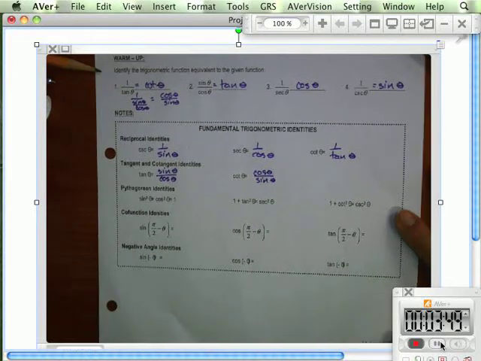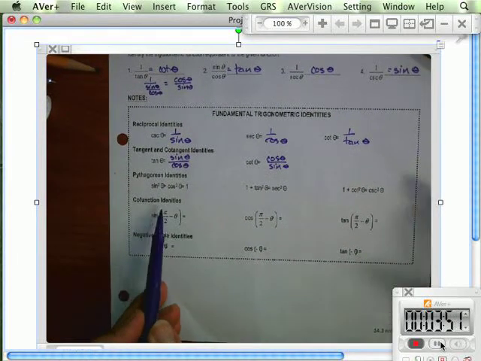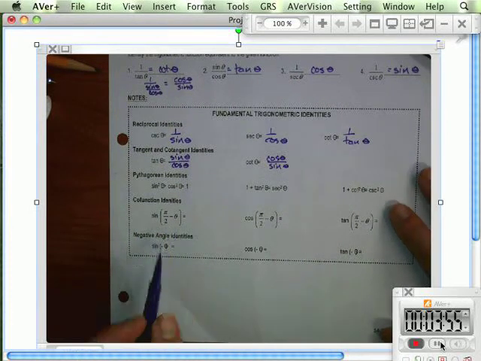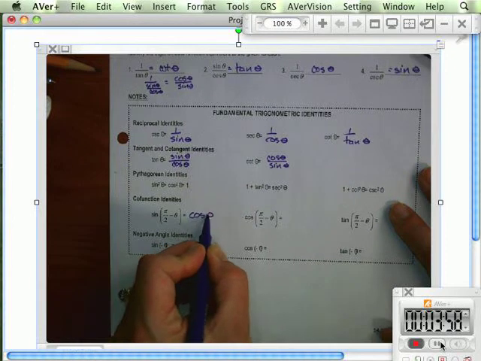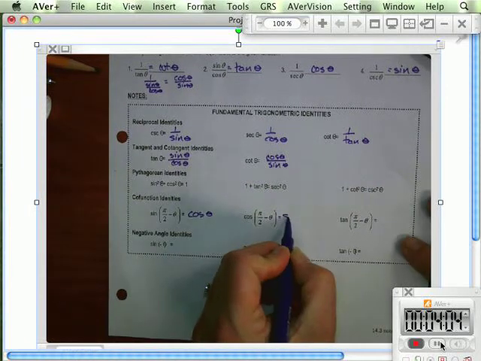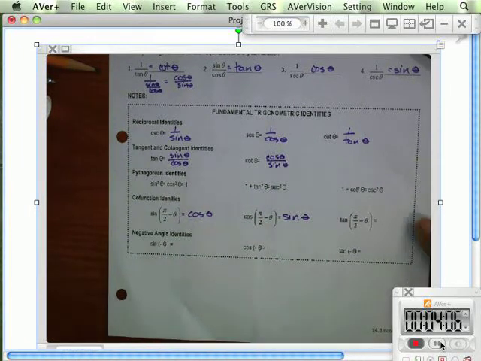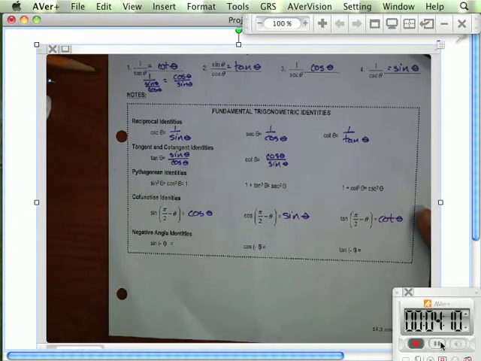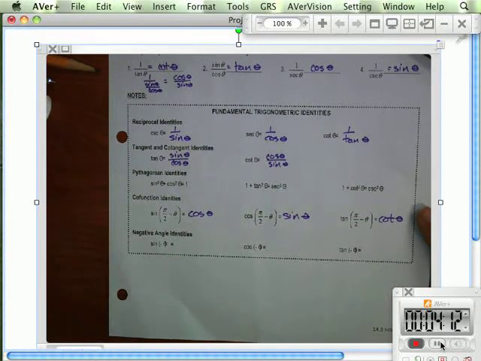All right, down here, cofunction identities. So if you get something like this, just know that that equals the cosine of theta. Do you have to memorize these? No. You're not going to have to memorize this table. This is equal to the sine of theta. Okay. The printing got a little screwed up on this.